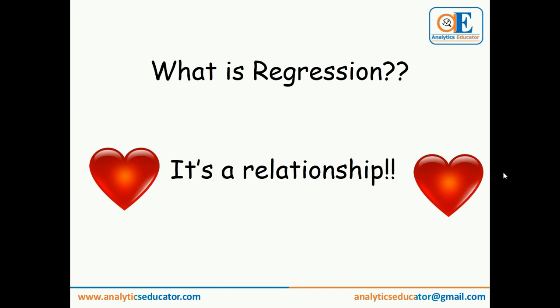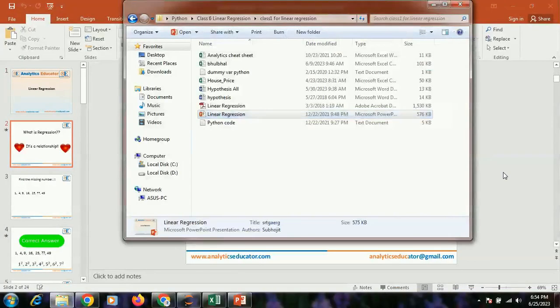When I talk about a relationship, what does it mean? It means two human beings, when they're in a relationship, can impact each other, maybe like a girlfriend and a boyfriend, their happiness, their sadness. But over here we are talking not about a relationship between two human beings, but between two sets of numbers. What do I mean by sets of numbers?